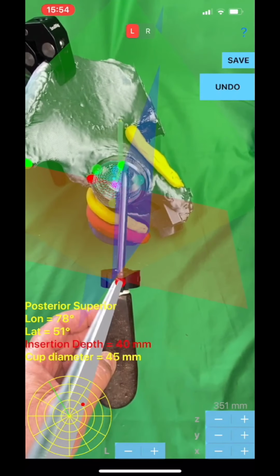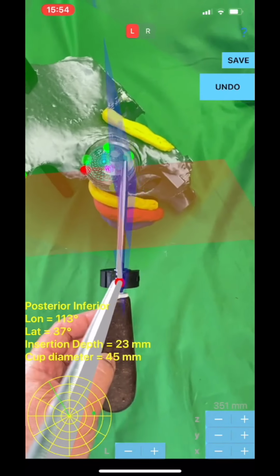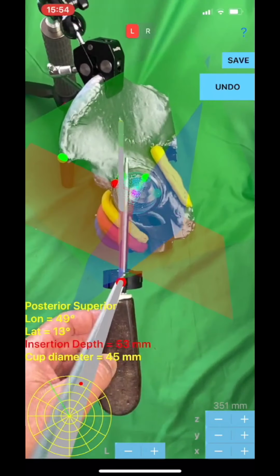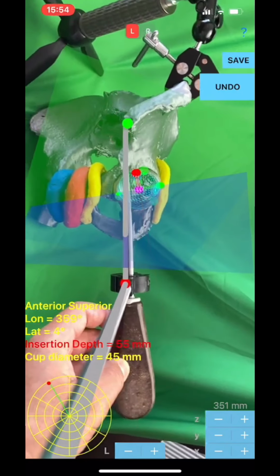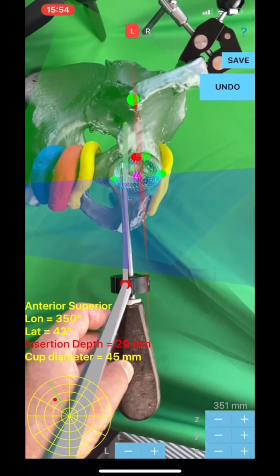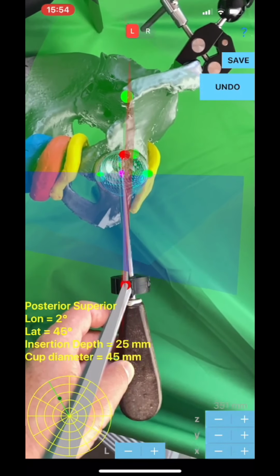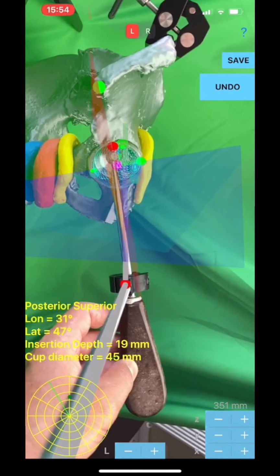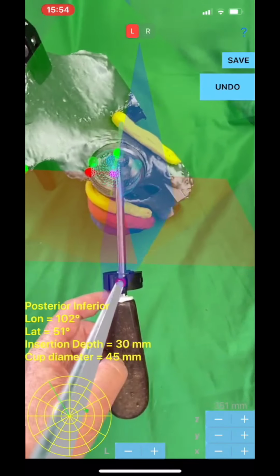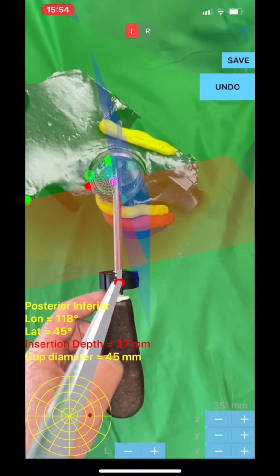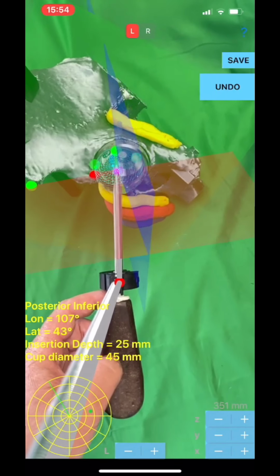B. The longitude of the tip of the screw, taking values between 0 degrees and 360 degrees. Values increase in the counterclockwise direction from the green line. C. The latitude of the tip of the screw, taking values between 0 degrees and plus 90 degrees. By default the deepest part of the cup is the pole and takes the value of 90 degrees. D. The insertion depth is measured in mm, namely the distance from the shell back surface of the cup to the tip of the screw.